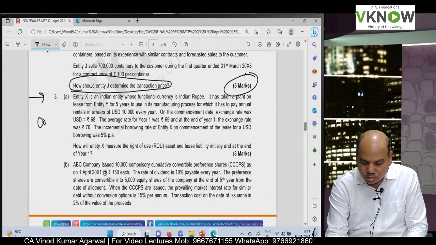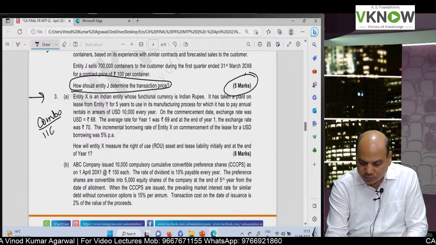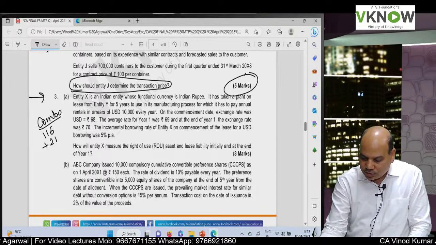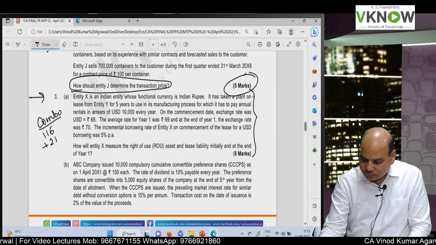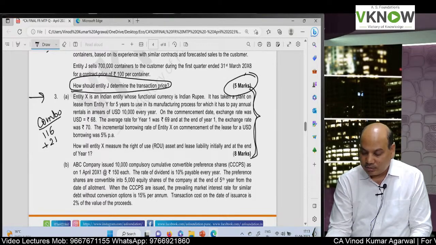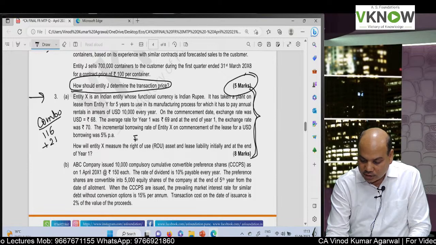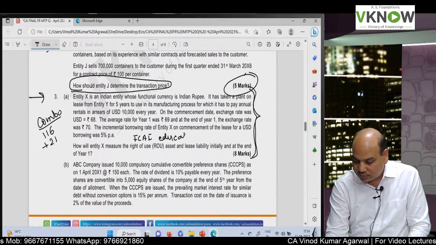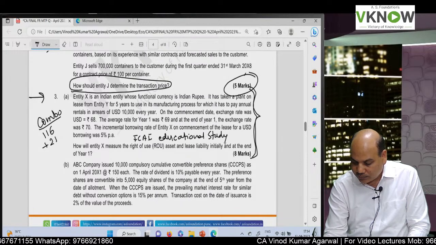Question number 3A. 3A is a combo offer. Combo offer of Ind AS 116 plus Ind AS 21. Very good question. Same question I had taken in my class also. Now this question is not in the institute study material. Remember, this question was there in the ICAI educational material. Fortunately, I had taken this question in the class.